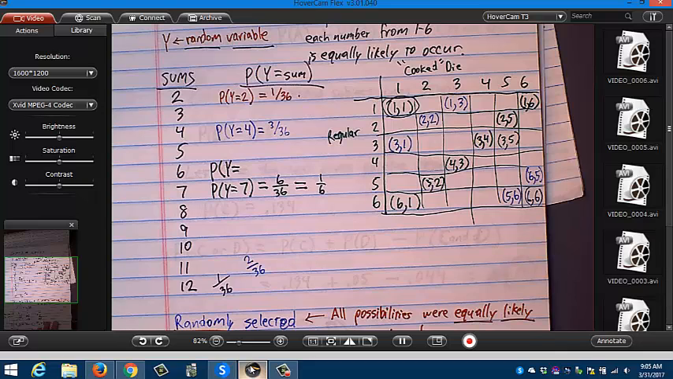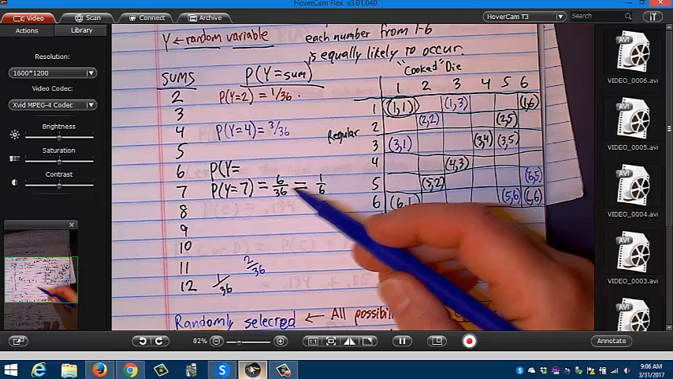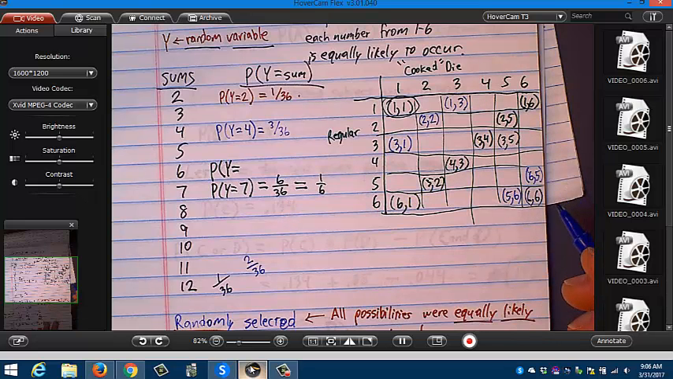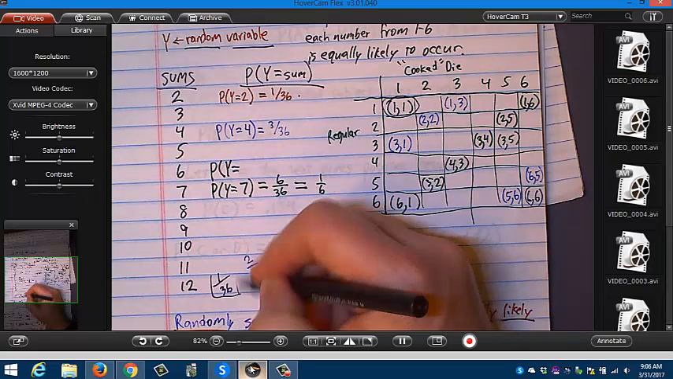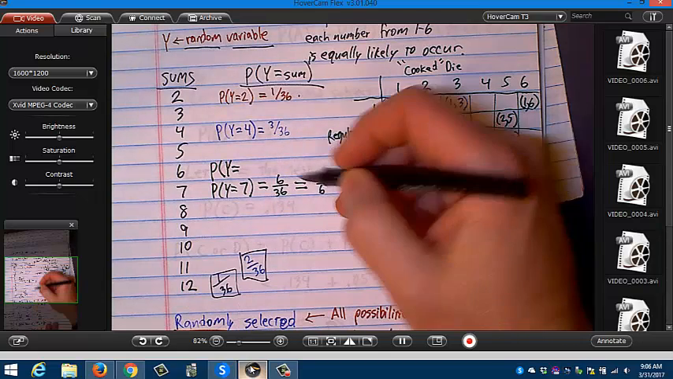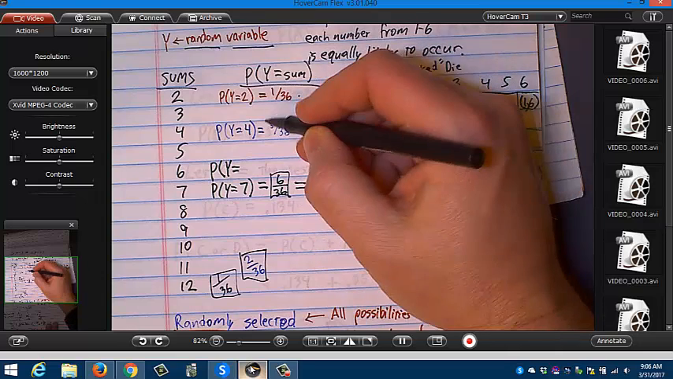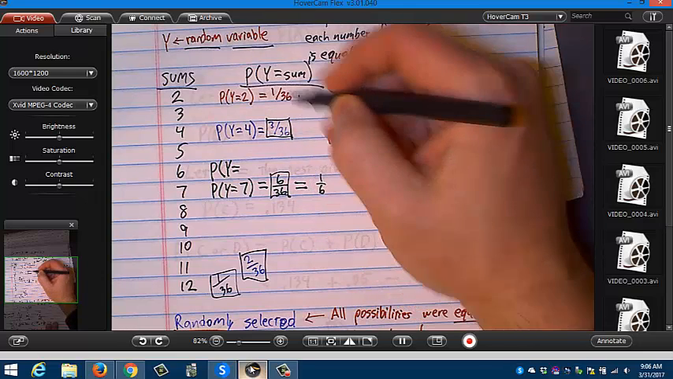So what's the most likely number to occur? We said 7, right? That was 6 out of 36. This is really what I wanted to do, to complete this chart. So let me complete it. Here we go. We have 1 out of 36 here. We have 2 out of 36 for 11. 6 out of 36. 3 out of 36. I did 1 out of 36 for 2.